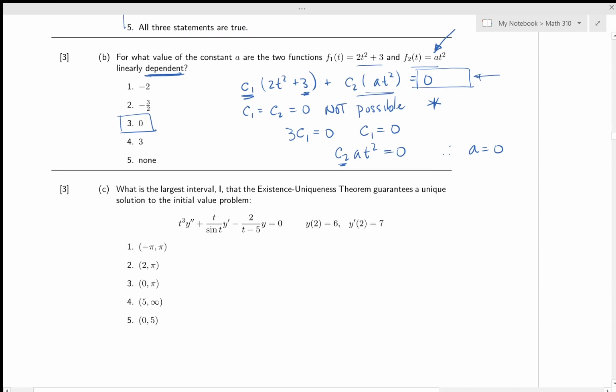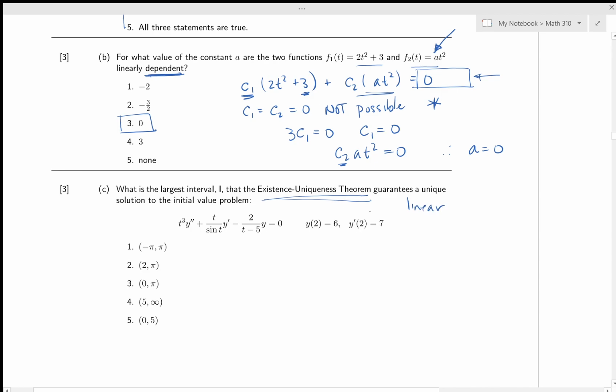Okay, next question. What's the largest interval that the existence uniqueness theorem guarantees a unique solution to the initial value problem? So I'm looking at this. I'm knowing that I'm going to have to be thinking of a theorem, and the theorem is different in the linear and nonlinear case. So first thing I'm thinking is, okay, let me be careful. Check if it's linear or nonlinear. I see this one is linear. Okay, so we're in the linear case.